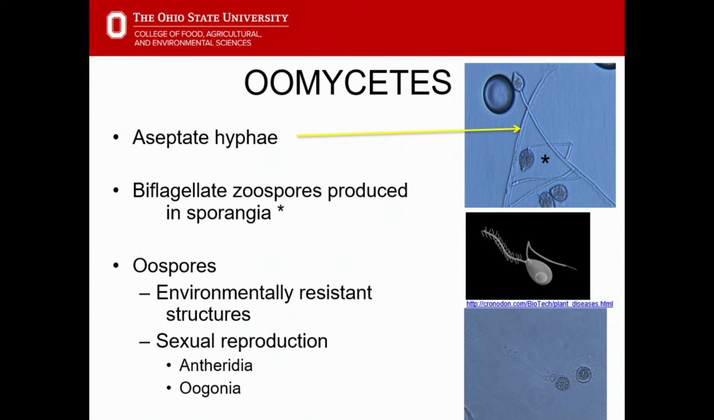Key characteristics of Oomycetes are aseptate hyphae, asexual reproduction via zoospores with two flagella within sporangia, and sexual reproduction via differentiated gametes, the antheridia and oogonia, resulting in the production of thick-walled oospores. Oospores are resistant to adverse environmental conditions and can survive years in soil or other substrates. Heterothallic species require two different mating types for successful mating, while homothallic species self-fertilize.